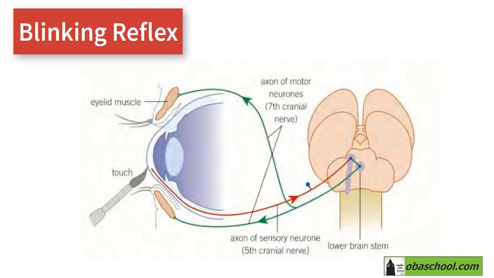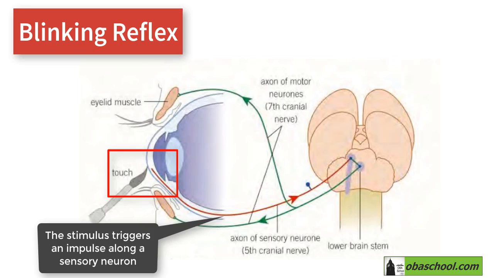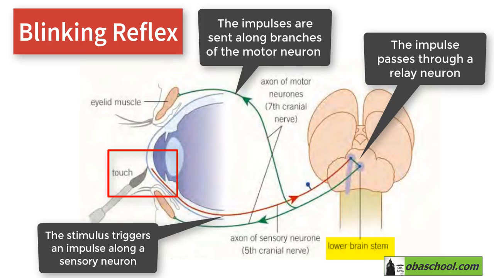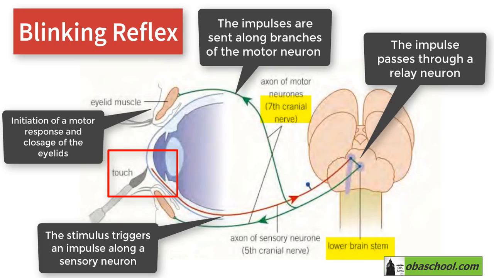Another example of reflex action is the blinking reflex. When the cornea of the eye is irritated by a foreign body, the stimulus triggers an impulse along a sensory neuron. The impulse then passes through a relay neuron in the lower brainstem. Impulses are then sent along branches of the motor neuron, which is the 7th cranial nerve, to initiate a motor response to close the eyelids.